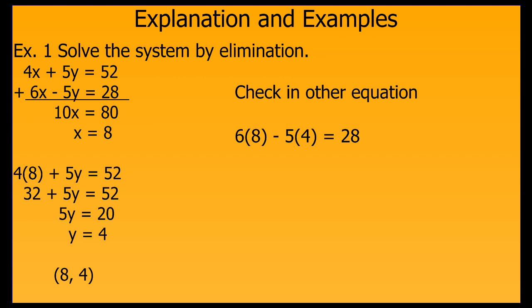Since there are several places we could have made mistakes, it's always a good idea to check our solution. We do that by filling 8 in for x and 4 in for y in the other original equation. In this case, 6x minus 5y equals 28. When we do that, it does indeed work, so we know our solution is correct.